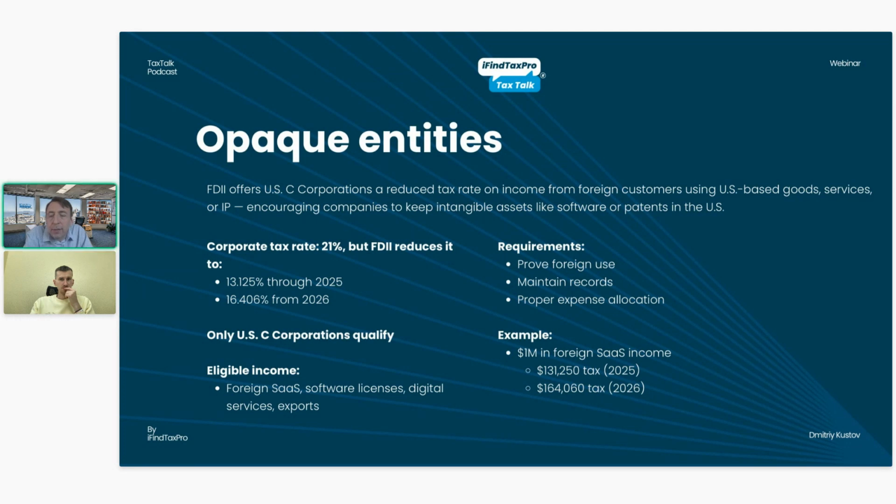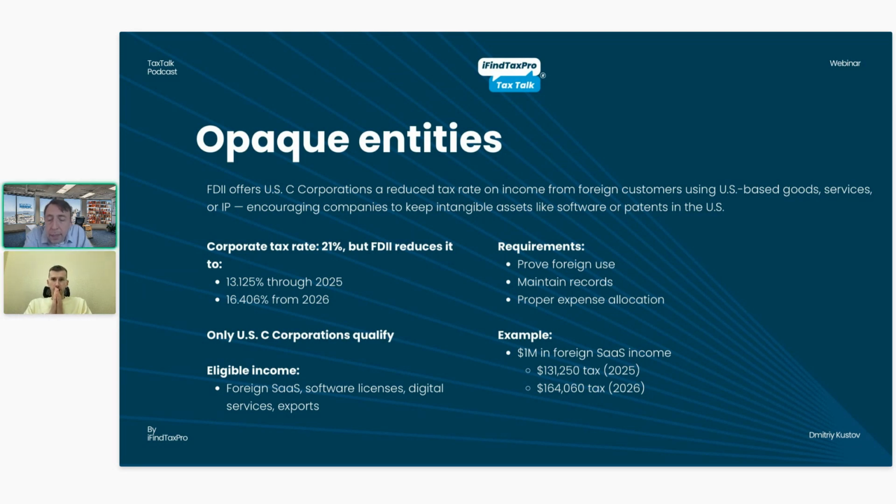It's foreign derived intangible income, although it applies not only to intangibles. The rate is 13.125% through the end of 2025. And 2025 is almost, well, still half a year to go. But guess what? You only pay 13.125%. Then you have 16.4% starting from 2026 onward. So I think it's a significant break, in my opinion.